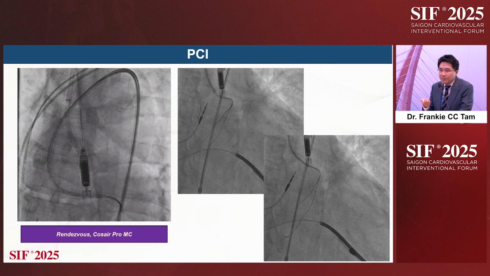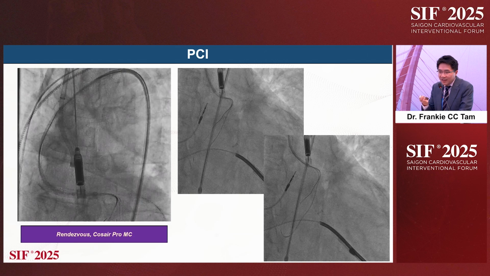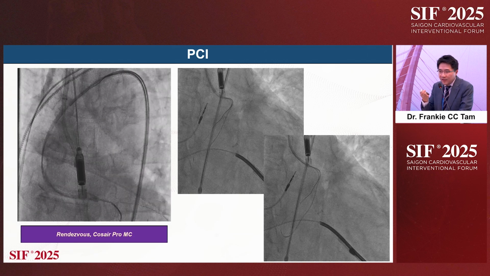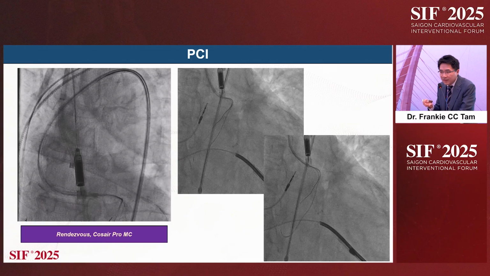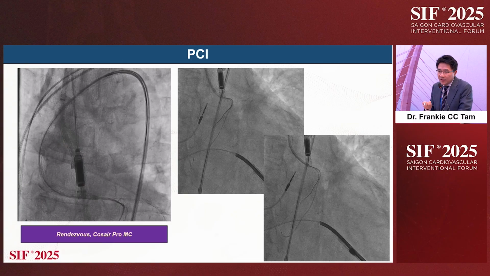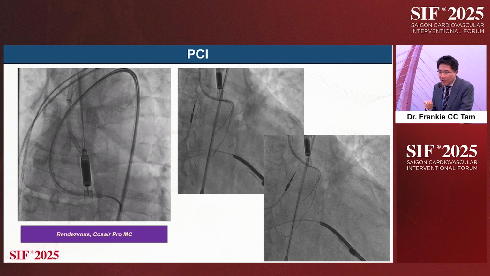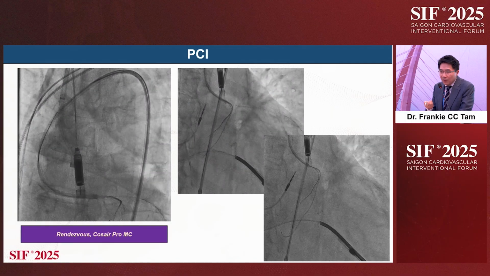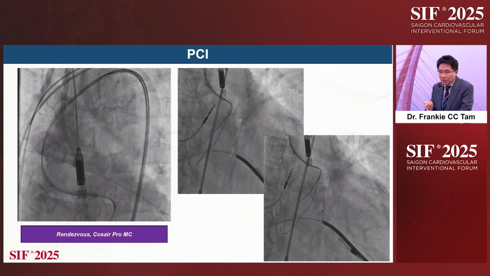All right, so because now we have the single access, we perform the rendezvous. You can see the CM black wire now goes to the antegrade Corsair, and the Corsair goes down to the circumflex, and then we switch the wire to the antegrade, and then we perform the PCI in the usual manner. All right.